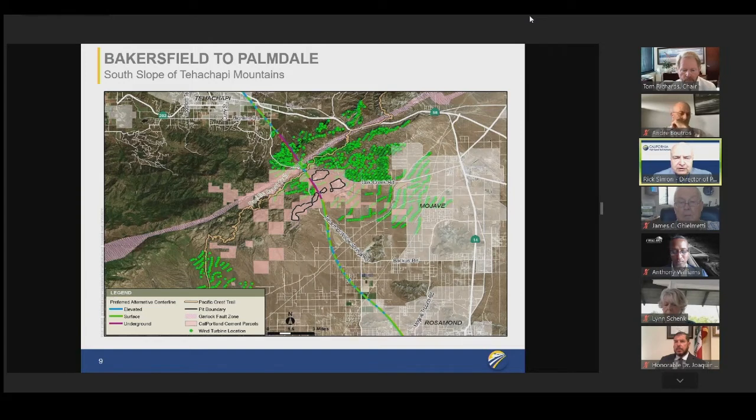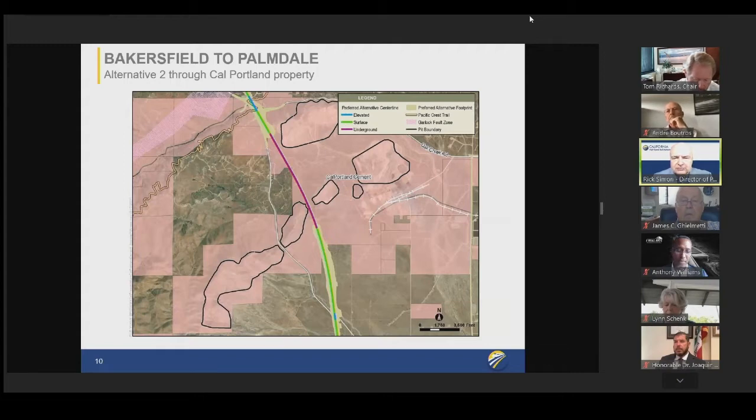If we go to the next slide, we zoom in on our alignment and how it goes through their property in relation to the pits. You can see, again, the pits are outlined in black. The purpose here was to draw an alignment that would go between these pits. There's a vein of limestone in the mountains here, but there are gaps within that vein, between the hills, and that's what we were aiming for. We actually worked with Cal Portland. They helped us draw these alignments so that we could squeeze through these openings between the pits and minimize our impacts on their operations.